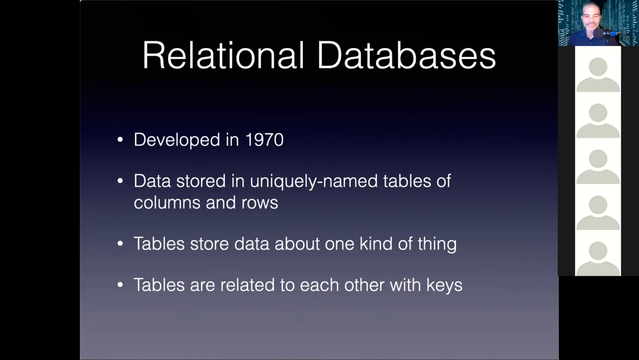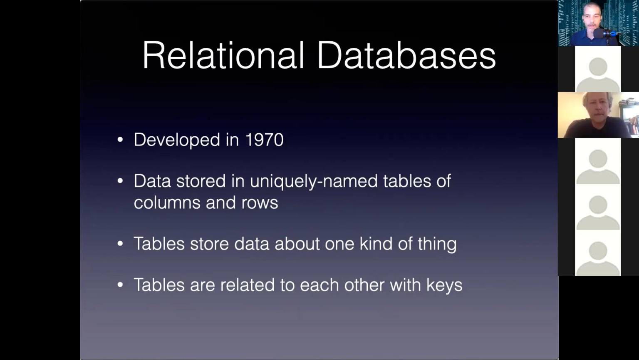Relational databases store data in tables, okay? Uniquely named tables of columns and rows. So it's useful to think about an Excel spreadsheet when you think about relational database tables. Spreadsheets and tables look a lot alike. They both have rows and columns. But the differences, I think, can help illuminate what is important and useful about relational databases.